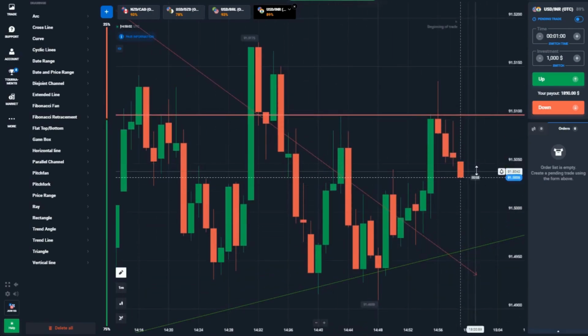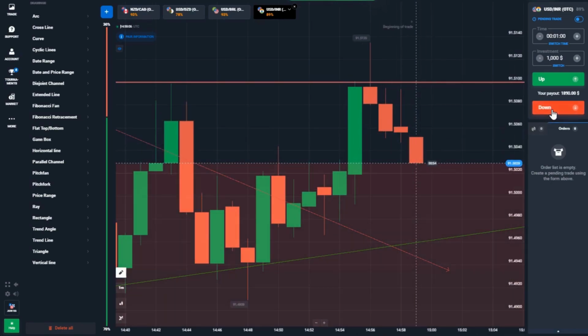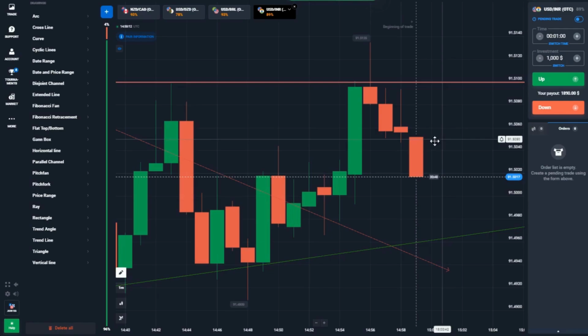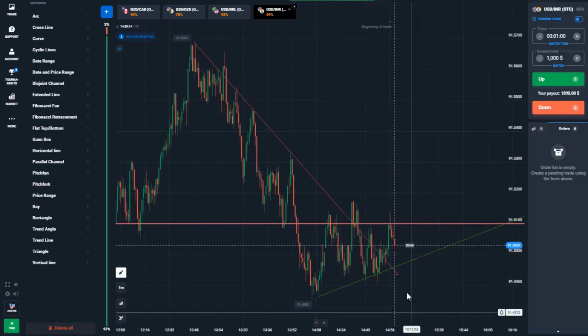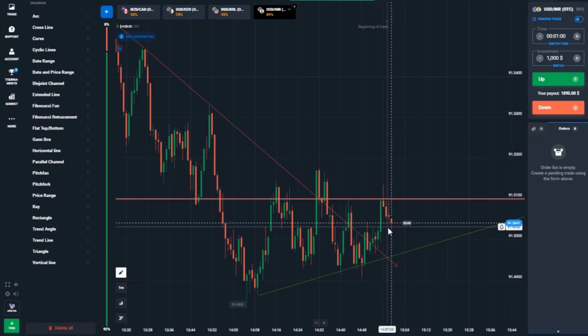As you can see, as usual, the area was not broken, so we will take a downward trade with a margin of safety. We will wait for the candle to rise a little and then take a downward trade.